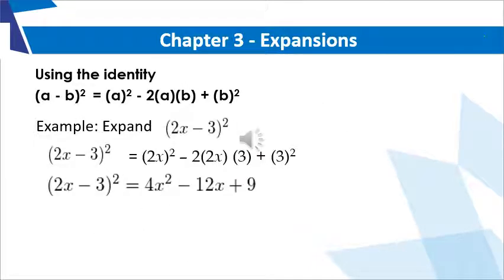Look at the example. Expand (2x minus 3) the whole square. Using the identity (A minus B) the whole square, we will substitute 2x in place of A and 3 in place of B. Hence, we will get (2x minus 3) the whole square as (2x) the whole square minus 2 multiplied by 2x multiplied by 3 plus 3 the whole square, which is 4x square minus 12x plus 9.